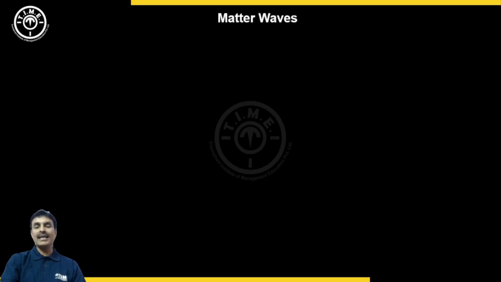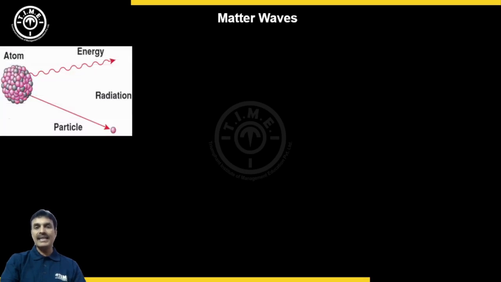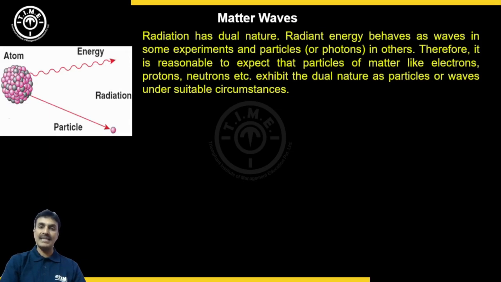See here, matter waves deals with the dual nature exhibited by the radiation. Radiation at times acts as particles and at times acts as waves. So it exhibits dual nature. Not only that radiation, even material particles like electrons, protons and neutrons also exhibit this wave nature as well as particle nature, the dual nature under suitable circumstances.